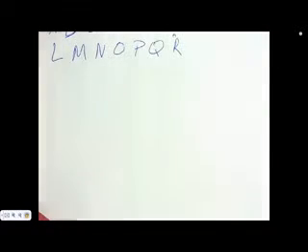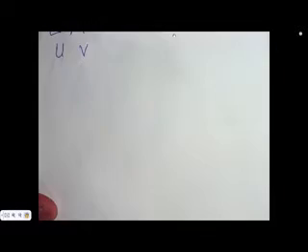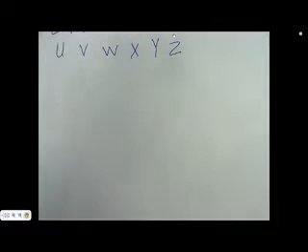P, Q, R, S, T, U, V, W, X, Y, Z. We just said the letters of the alphabet, said the names of the letters in the alphabet, and we just looked at the letters in the alphabet, what they would look like as capital letters.